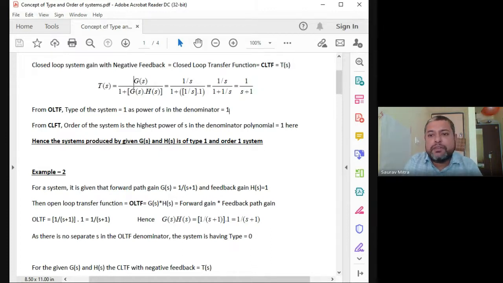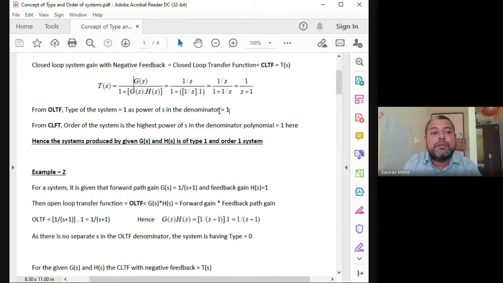I will talk about type later, but from the closed loop transfer function, you are finding the highest power of s in the denominator polynomial is 1. That means this is a system with order 1. So this is how to find the system order. Open loop G(s) and open loop H(s) will be given to us. Multiply G(s) into H(s) and find the transfer function and the characteristic equation. From the characteristic equation, you can find the closed loop pole. In this case we are finding s is equal to minus 1, that's a stable pole. And in this denominator polynomial, the order of s is 1. That means the order of the system is equal to 1.